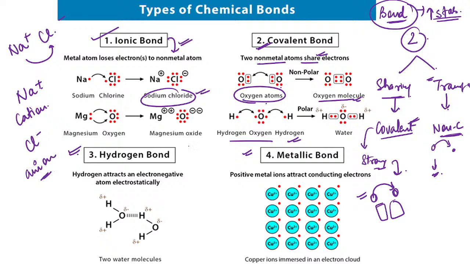The other one is an anion, which gets a negative charge. Then you have hydrogen bonds. When a hydrogen atom attracts an electronegative atom towards itself, it remains in close proximity. For example, in water we see hydrogen bonds getting formed. Then you have metallic bonds as well. Positive metal ions attract the conducting electrons, and this is what a metallic bond is all about. Very important, very easy. You can easily revise everything from this segment.